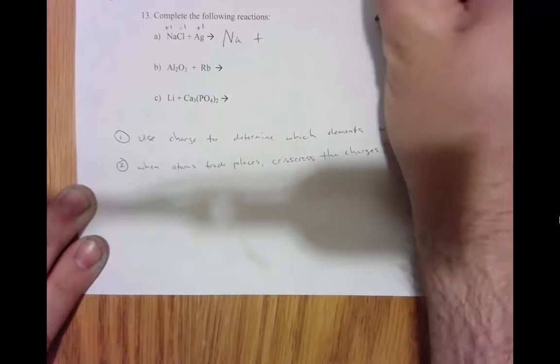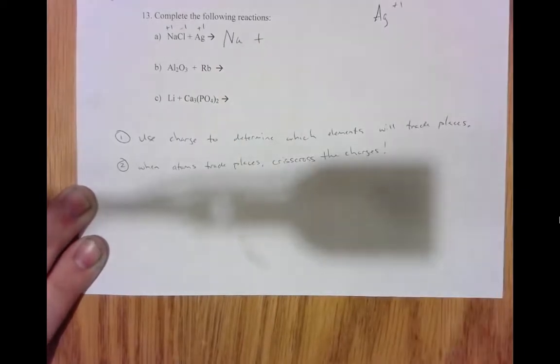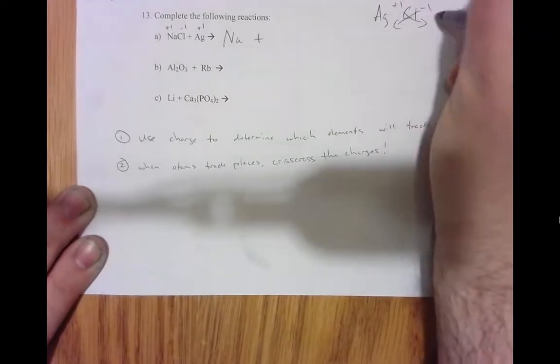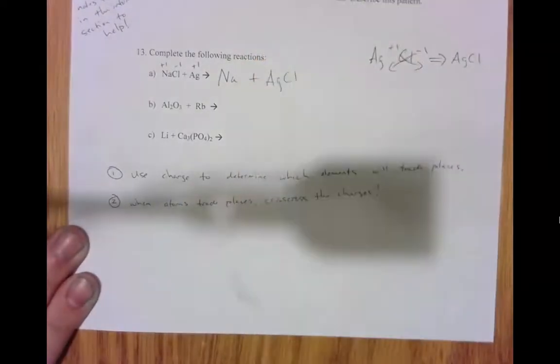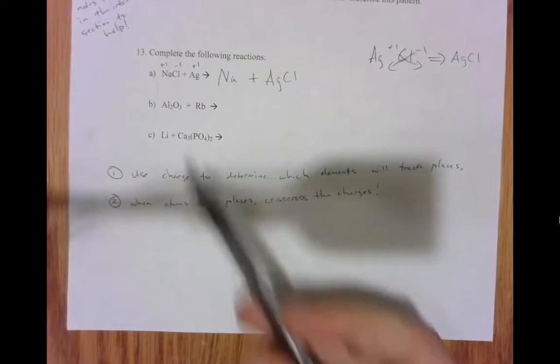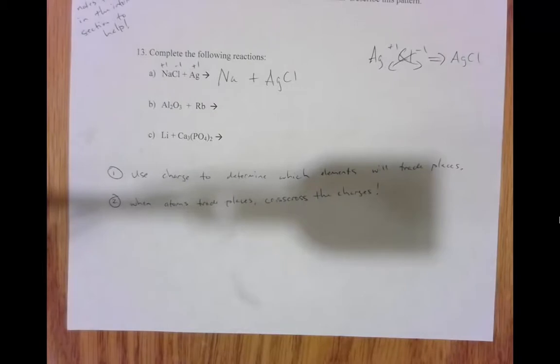So we can do that over here. So we have silver with a positive 1 charge. We have chlorine with a negative 1 charge. We crisscross, and then it forms AgCl. So then it's going to be Na plus AgCl. So guys, now try your best to answer 13B and C the same way that I answered 13A.